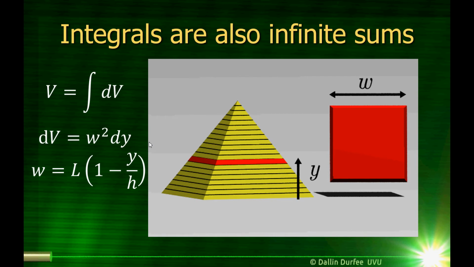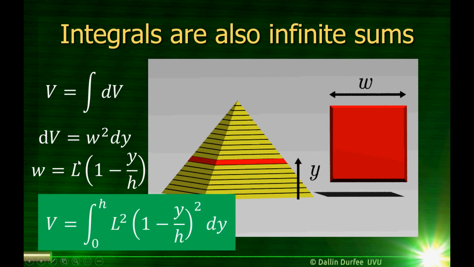So there's w, so I can just plug that into my dv, and then plug that into my integral, and I'll find then that the volume is the integral of L squared times (1 minus y over h) squared dy. So this is just the volume of one slice. All right? That's the volume of one slice.